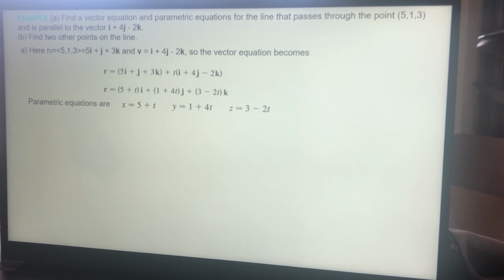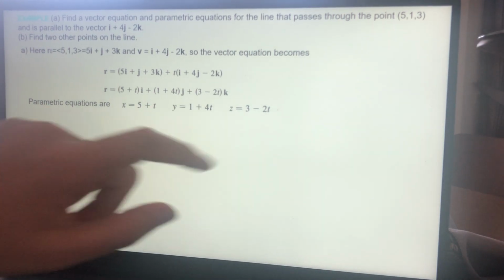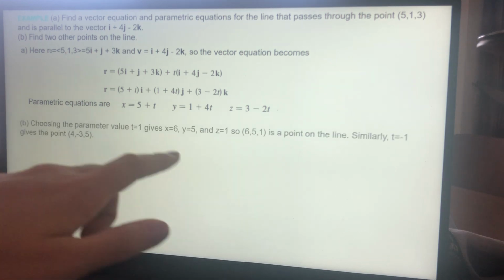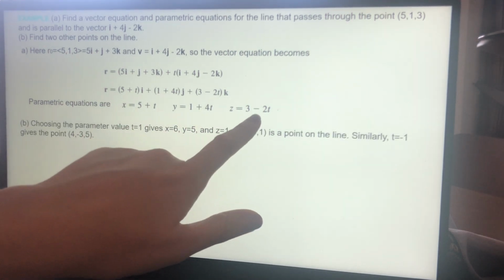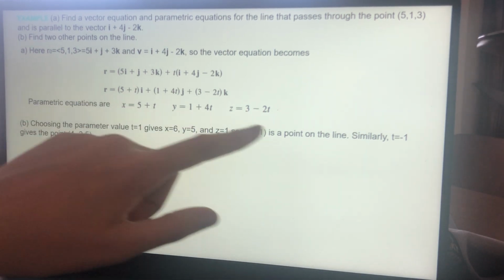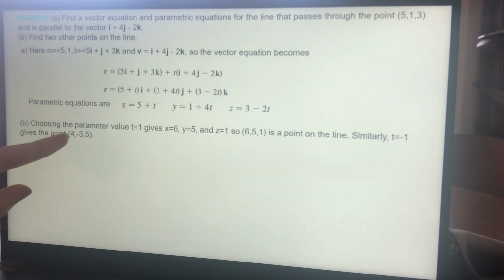And for the B part, find two other points. So one point is given, 5, 1, 3. Other than 5, 1, 3, this is the equation of the line, and t is a parameter. Just give different values for t and find two other points. Give t 1, you will get 6, 5, 1, right? This is another point when t is 1. Plug in t equals -1, you will find 4, -3, 5. This is another point on this line. Give different values for t, you can find different points on this line.